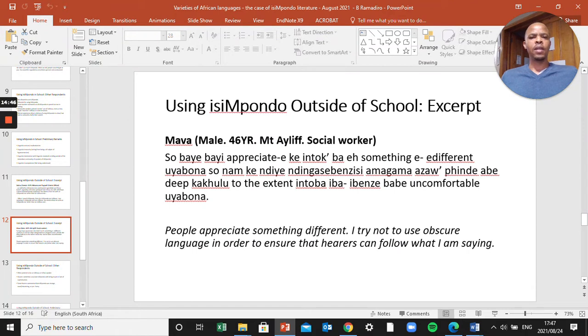And then another participant, Marva, this is what he said. People appreciate something different. Okay, this is when he speaks isiMpondo. I try not to use obscure language in order to ensure that hearers can follow what I'm saying. So what he's saying is that even when he's using isiMpondo, he tries not to use very deep isiMpondo so that people can follow what he's saying. So we can see here that in the case of using isiMpondo outside of school, there are varied experiences between the respondents.